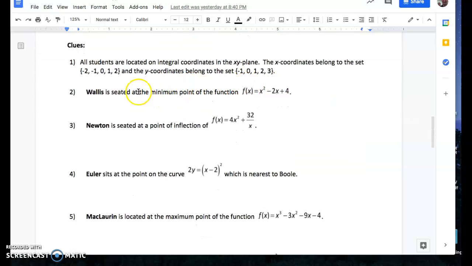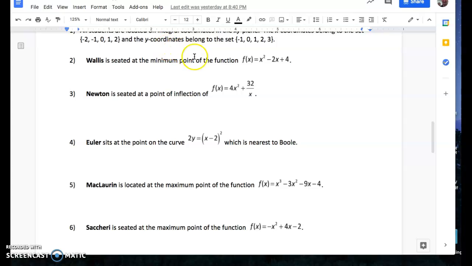So let's just start off with Wallace is seated at the minimum point of this function. This is an easy one. So if we did this together, there's a couple ways you can find it. If you remember from Algebra 2, you can find a minimum by doing -b over 2a and plugging it in. There's other ways to do minimums, like take the derivative.